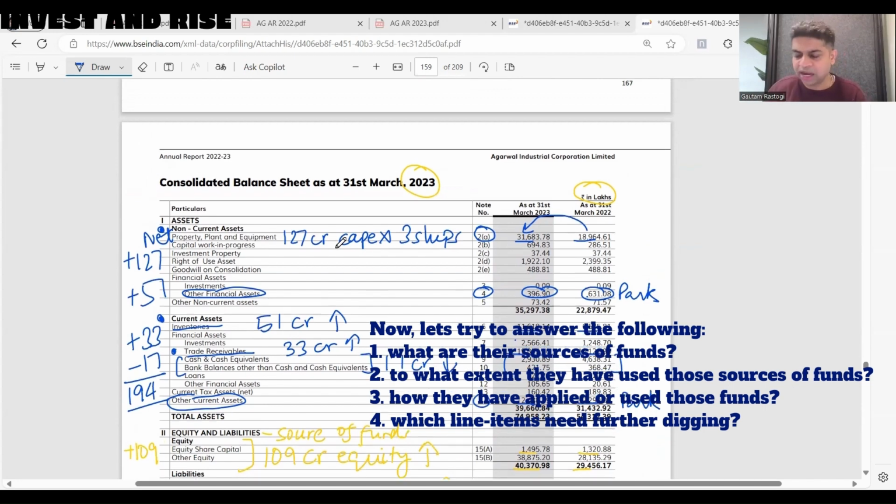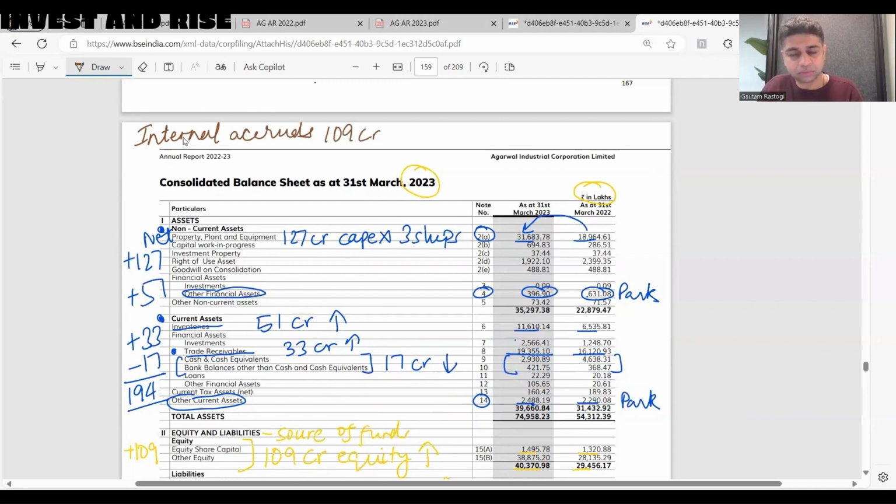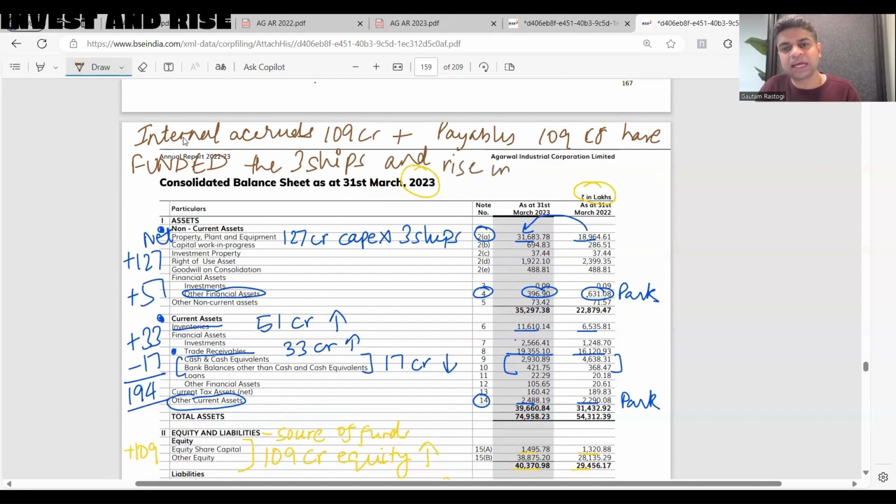Okay. So the way I would conclude is internal accruals worth 109 CR plus payables worth 109 CR, okay, have funded the 3 ships, okay, and the rise in inventory. That's what it tells us, mota.